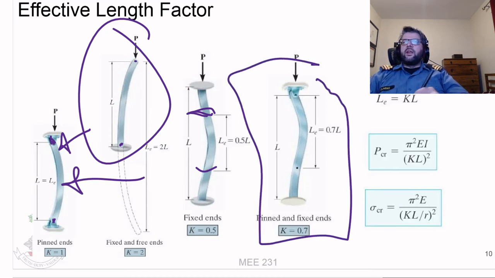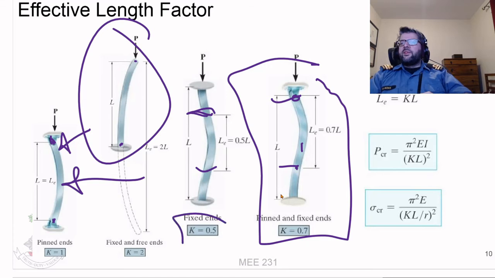Similarly, if we have a pinned connection on one end and a fixed end on the other, then again, we've already got a pin on this end, and then we've got a point somewhere along here where there's zero bending moment. It's an inflection point. That's the point where it stops curving this way and starts curving that way, where the directionality of the curve changes. Our inflection point is located at about 0.7 L here. It's not exactly, but it's close enough, so they just use 0.7. That can be the effective length for the pinned and fixed ends situation.